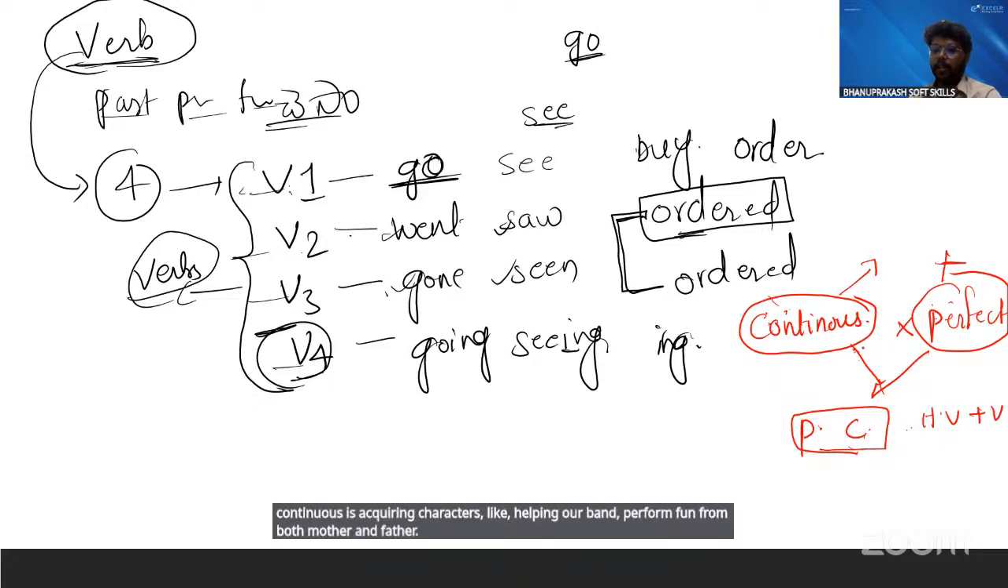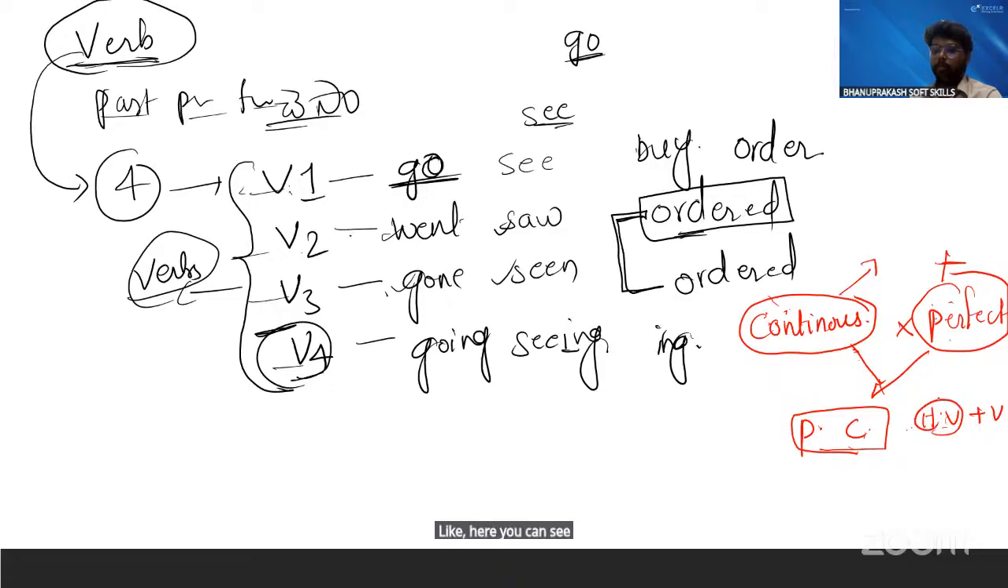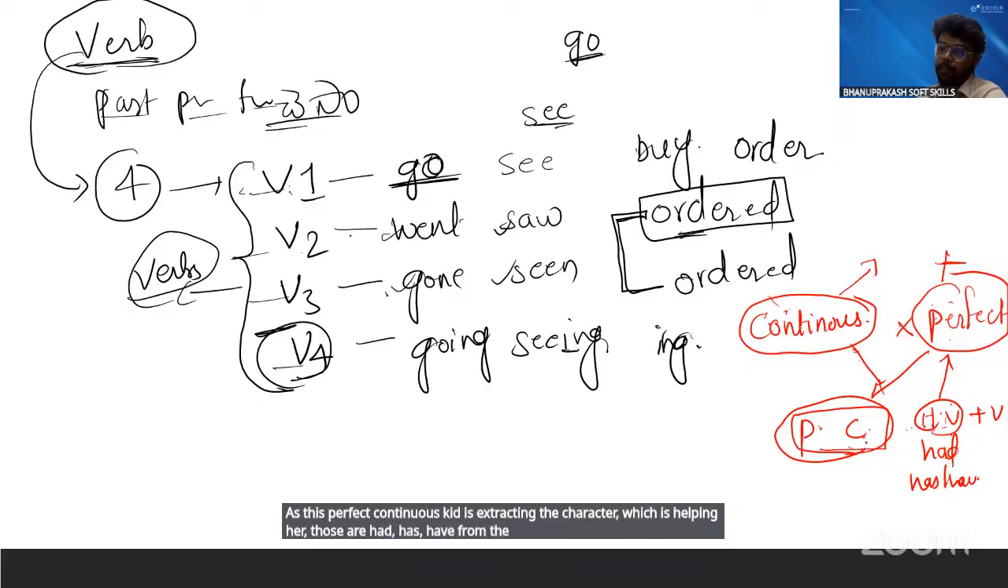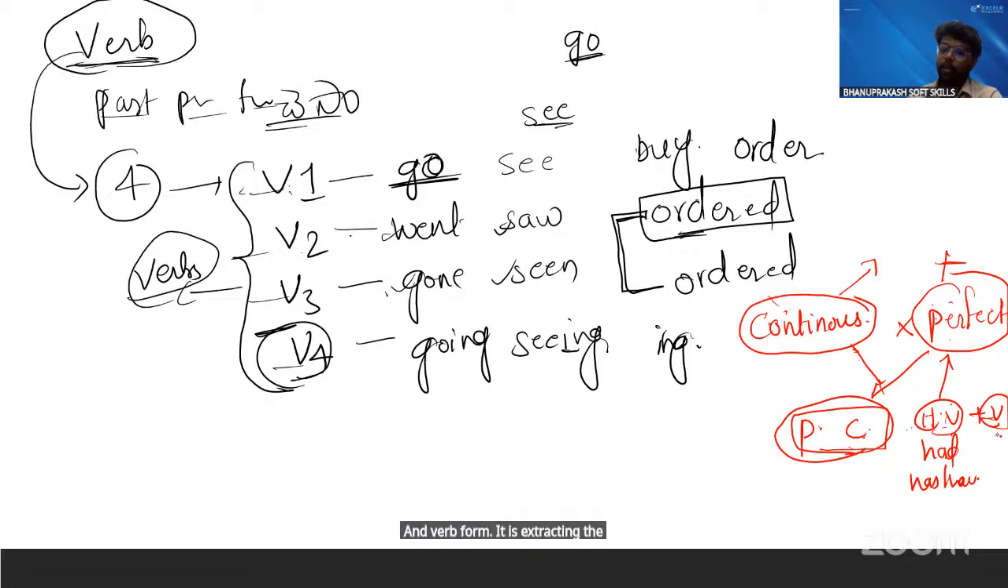Like here you can see helping verb from mother, which is had, has, or have. As this perfect continuous kid is extracting the character, which is helping verb. Those are had, has, have from the perfect mother. And verb form, it is extracting the verb form from the continuous. Now we already got the helping verb and verb form.